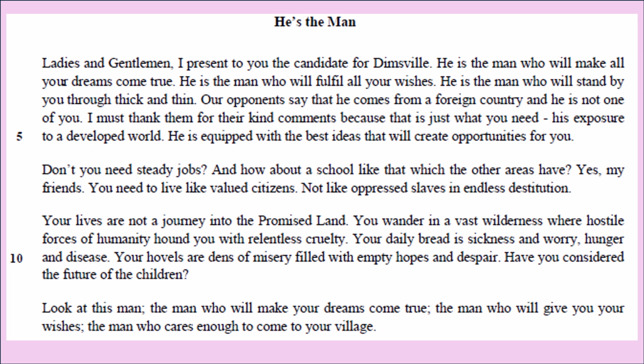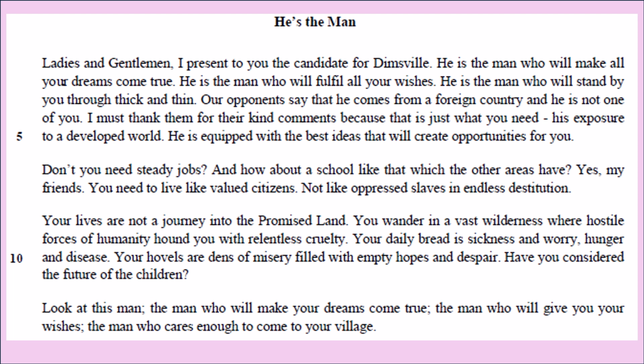He's the man. Ladies and gentlemen, I present to you the candidate for Dimmsville. He is the man who will make all your dreams come true. He is the man who will fulfill all your wishes. He is the man who will stand by you through thick and thin. Our opponents say that he comes from a foreign country and he's not one of you. I must thank them for their kind comments, because that is just what you need. His exposure to the developed world. He is equipped with the best ideas that will create opportunities for you.